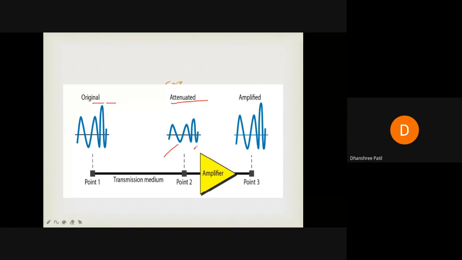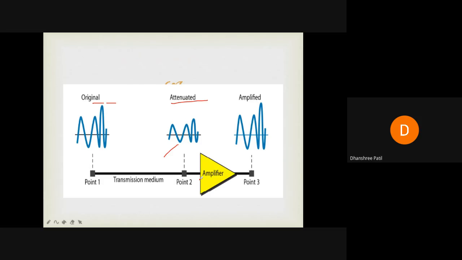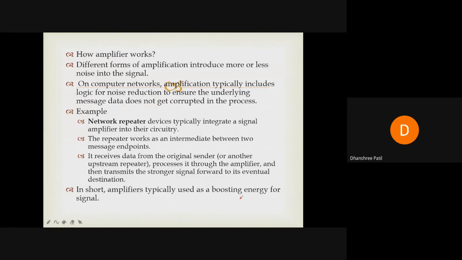To overcome this problem of attenuation, or to compensate for this loss of energy, amplifiers are used, which work like a booster for this particular signal. By using the amplifier we can get a signal up to some extent which will match the original signal, but not 100%. Amplifiers, for the signal that has been attenuated or the data that has been disturbed, can recover it, but it will not be a 100% recovery. So that is nothing but the work of the amplifiers.